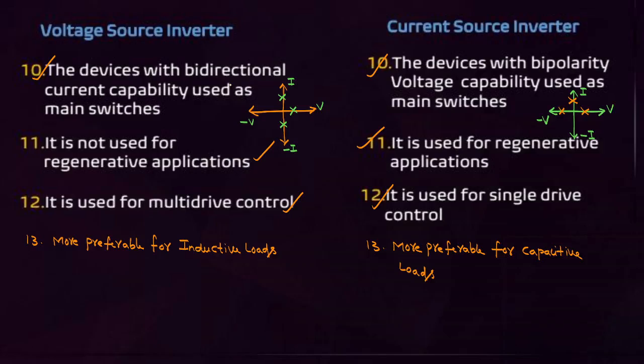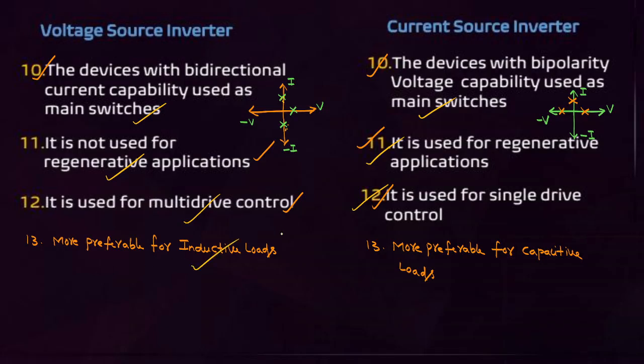In a VSI, devices with bidirectional current capability are used as main switches. In a CSI, devices with bipolarity capability are used as switches. It is bidirectional; it conducts in both directions. Those devices are used as switches in a voltage source inverter. A VSI is not used for regenerative applications, but a CSI is used for regenerative applications. A VSI is used for multi-drive control. A CSI is used for single drive control.